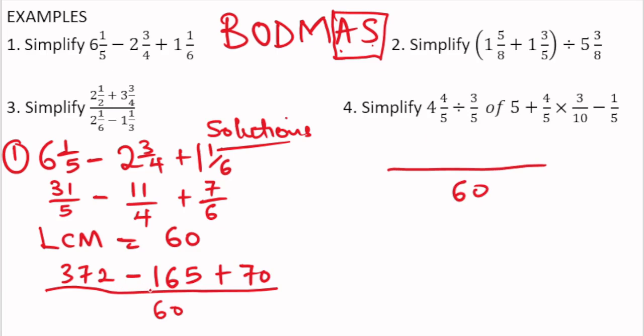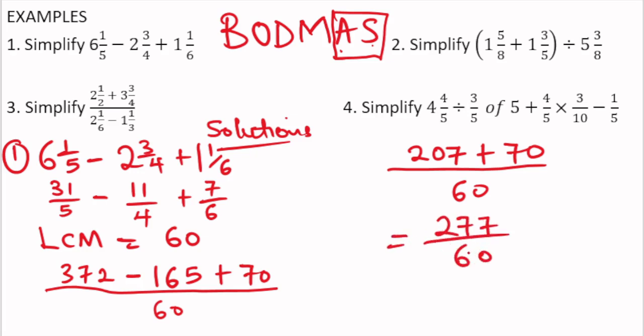372 minus 165 is 207, plus 70. Now, 207 plus 70 gives us 277 all over 60. This is our answer.